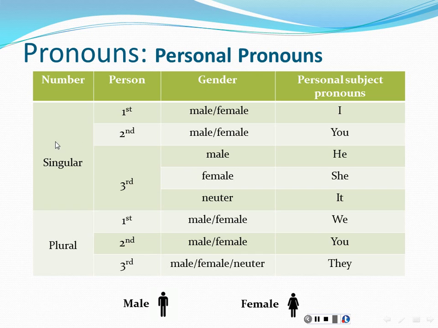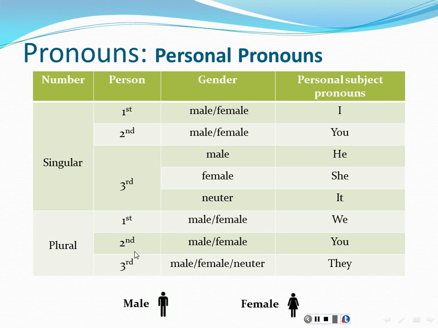Now we are done with singular personal subject pronouns. Now we will talk about plural. الضمائر اللي نستخدمها للجمع. The first one, we. We means I and somebody else. نحن. I talk about myself and somebody else. So we use it also for male and female. So if we have a group of men and women, مجموعة من الذكور والإناث يتكلمون عن نفسهم, we say we. Okay, this is for first person, المتكلم, because you are talking about yourself.